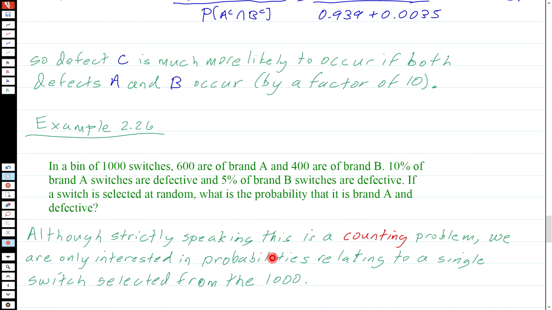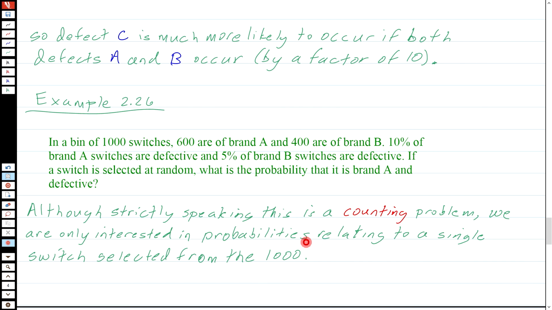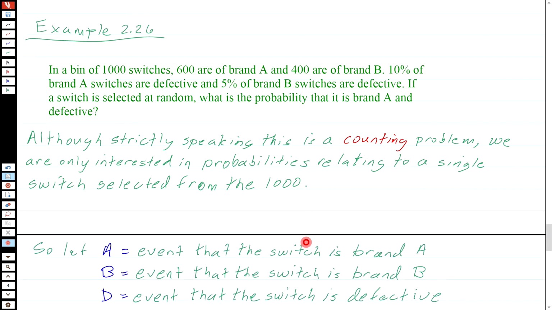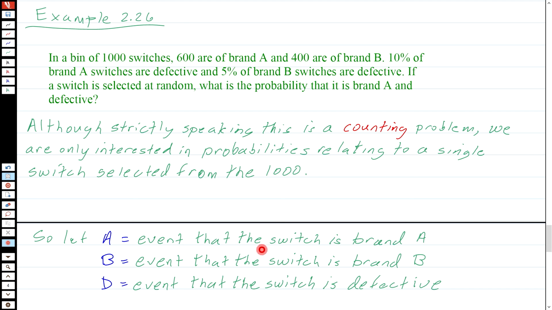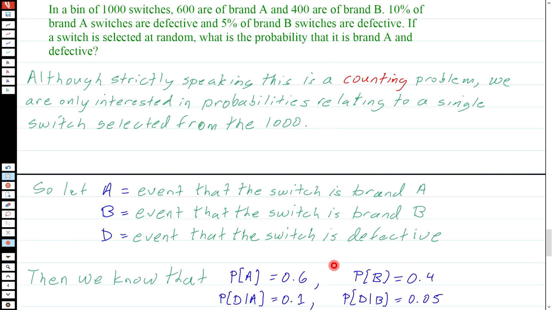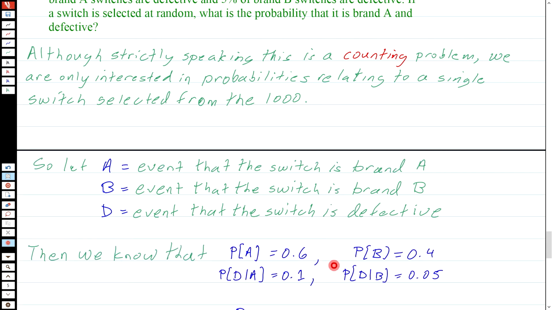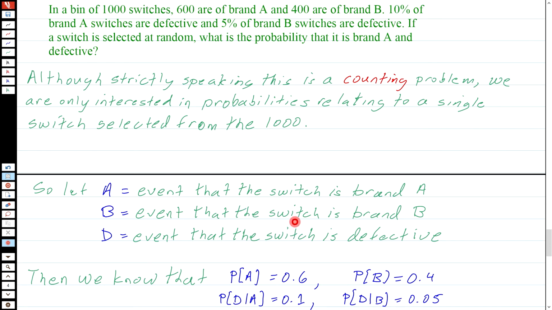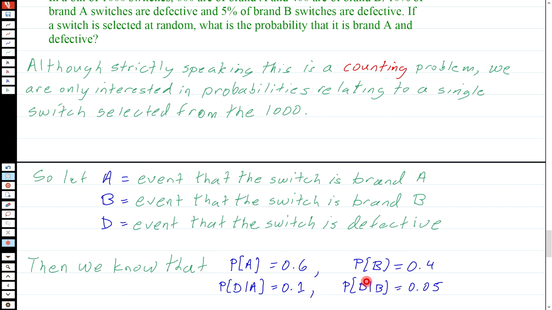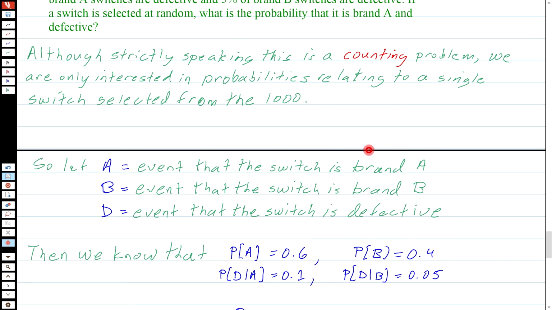But we're only interested in probabilities relating to a single switch selected from the 1,000, so we're going to just deal with this in terms of probabilities directly. So let's let A be the event that the switch is brand A, B be the event that the switch is brand B, and D the event that the switch is defective. Then for a single switch selected at random, probability that it's brand A is 600 over 1,000, so 0.6. Probability of brand B is, of course, 1 minus that, which is 0.4. If it is brand A, the probability of it being defective is 10%, which is 0.1. And if it's brand B, probability of defective is 5%, 0.05.